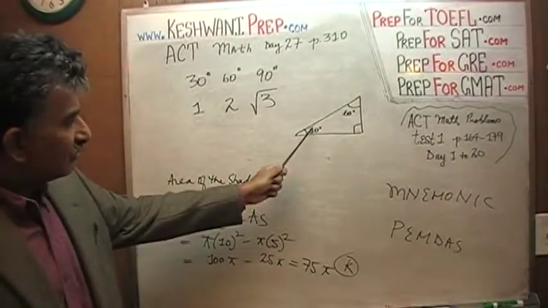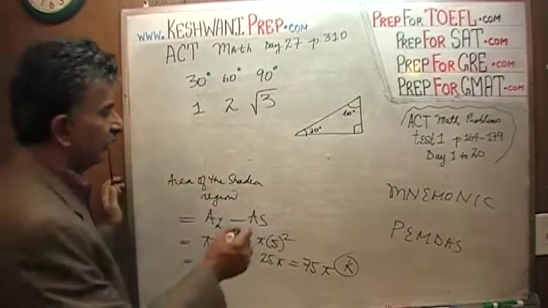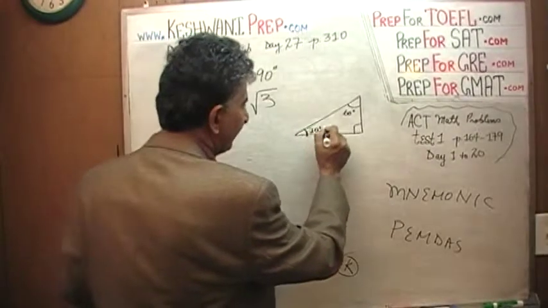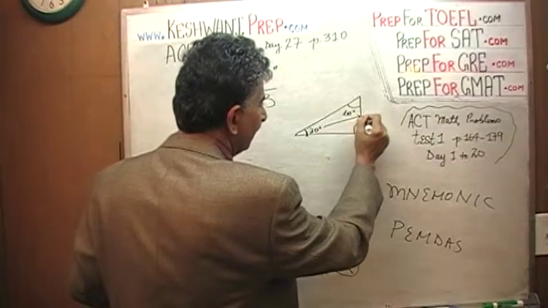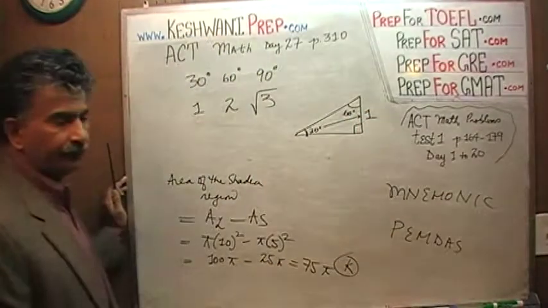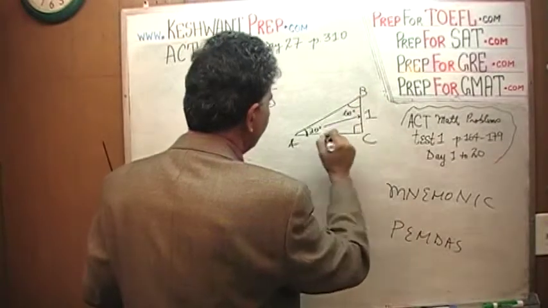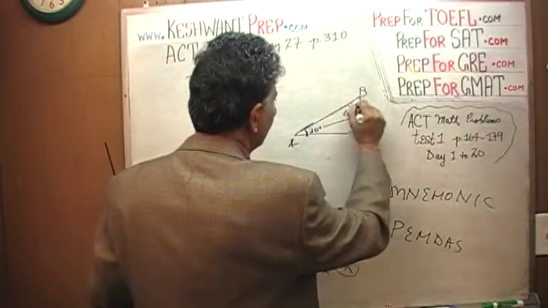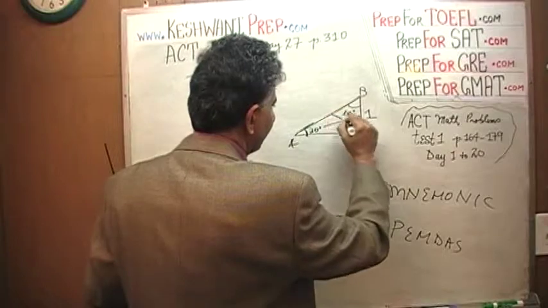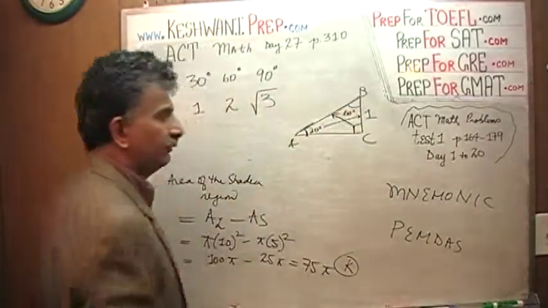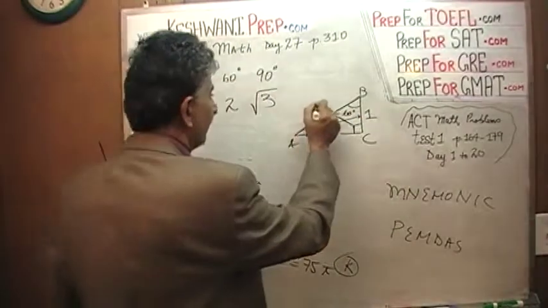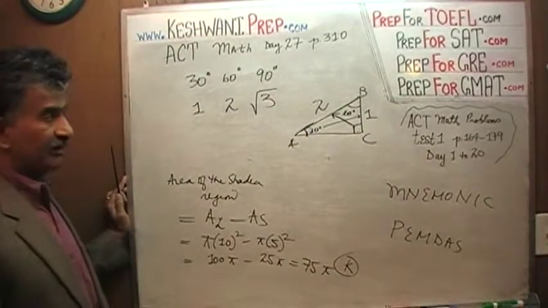So the smallest angle that you see here is this angle. 30 is the smallest angle. The side facing the 30 degree, which is this side right here, will be the smallest side. Similarly, let's give them names so we can talk about them. ABC. The side AB faces the 90 degree. Since it faces the 90 degree, it is the largest side because it faces the largest angle.